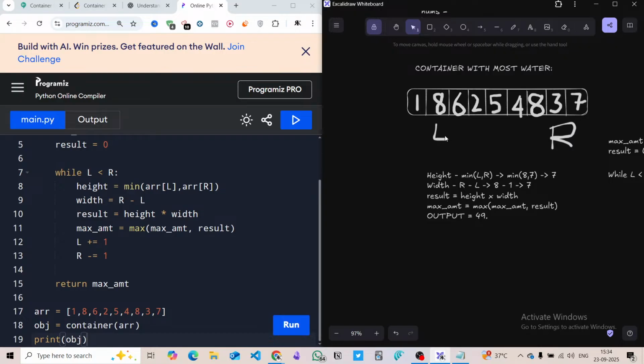Okay, yeah, I think we implemented the logic wrong. So we don't need this R minus 1, because if we move this right pointer, we can't even find the 8 comma 7, right? That's the greatest value. So we need to come up with a new solution.